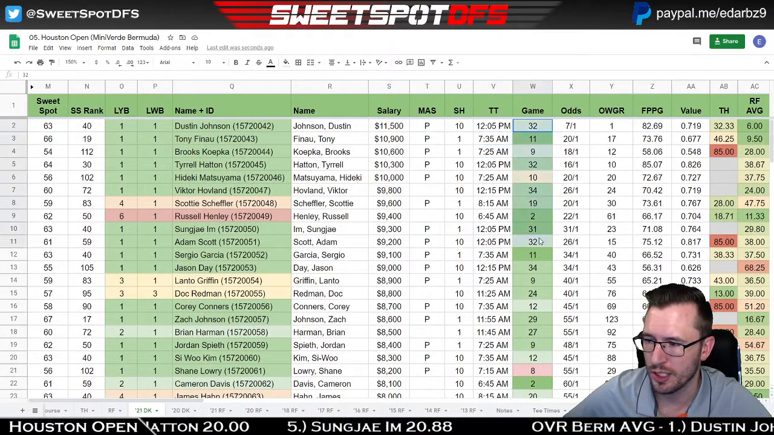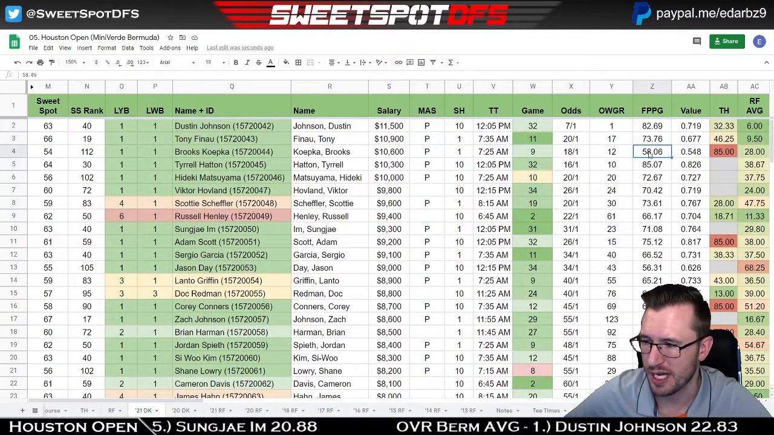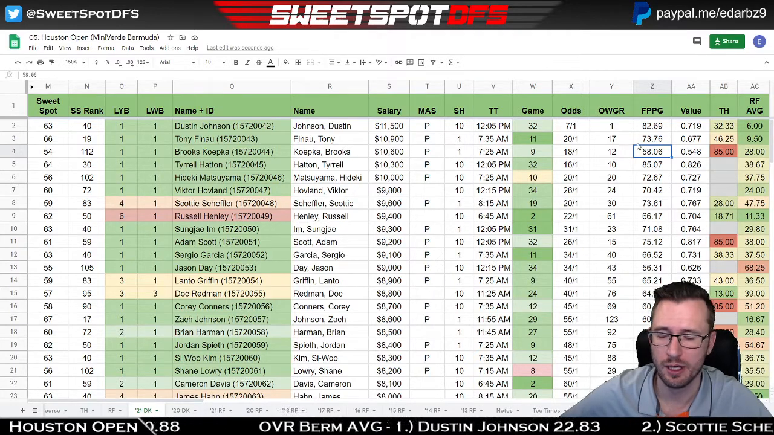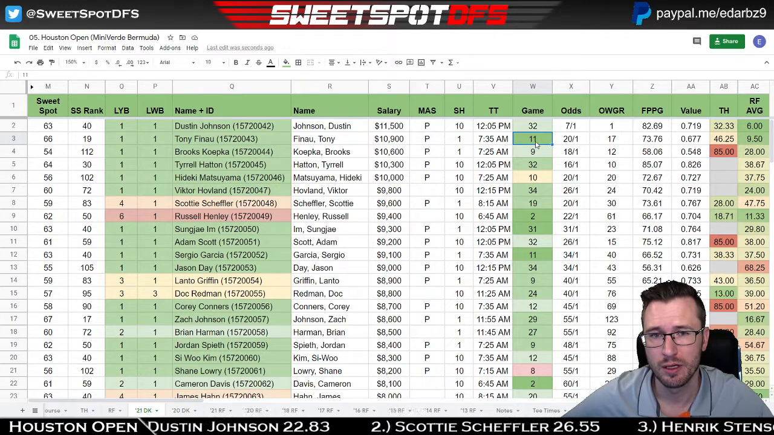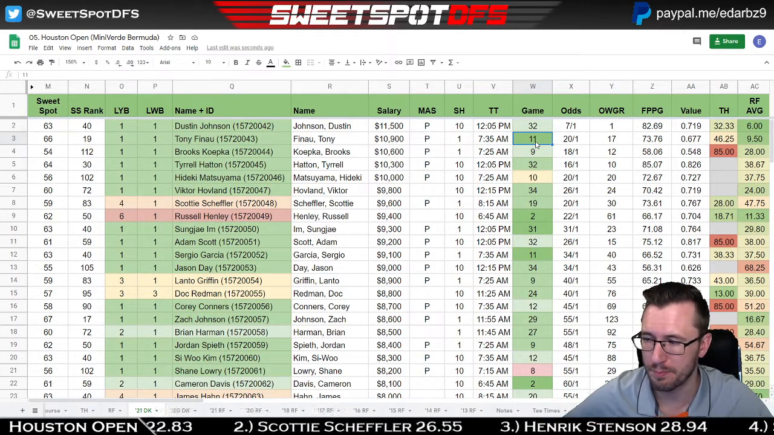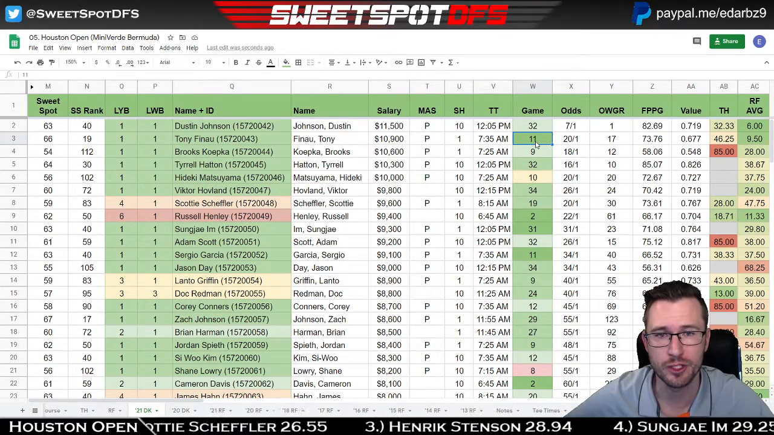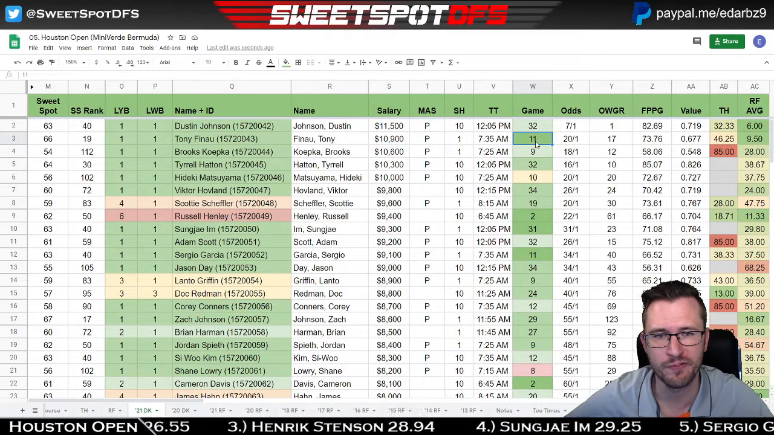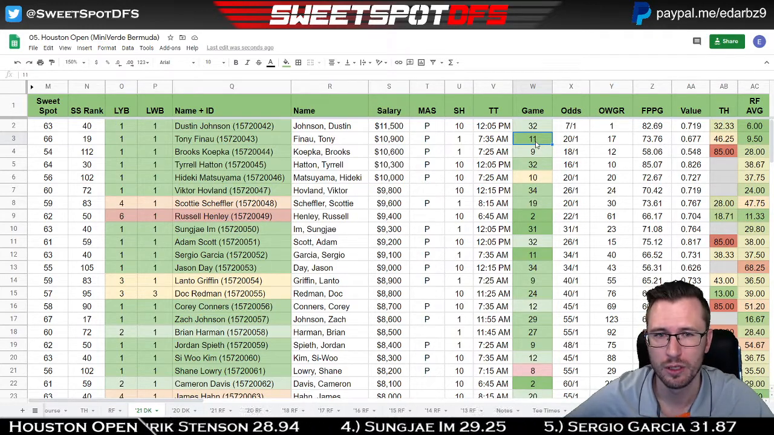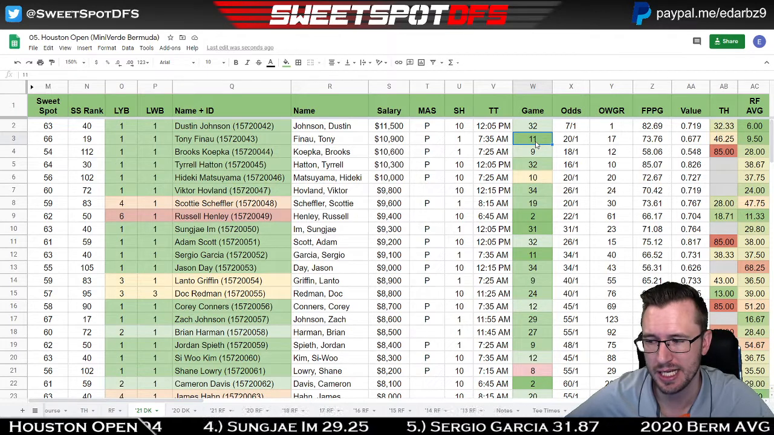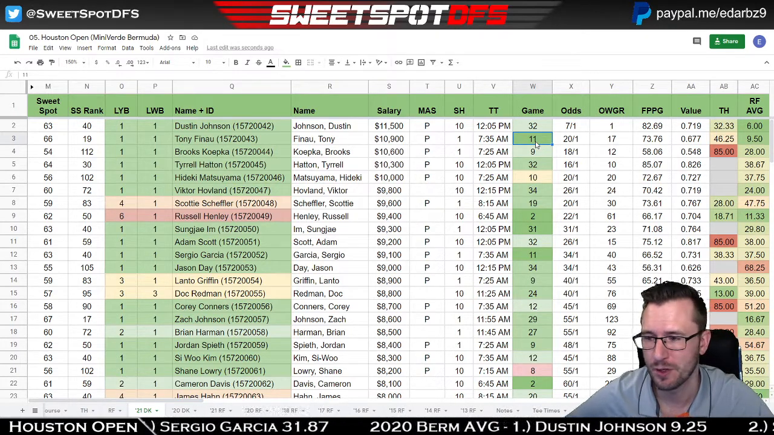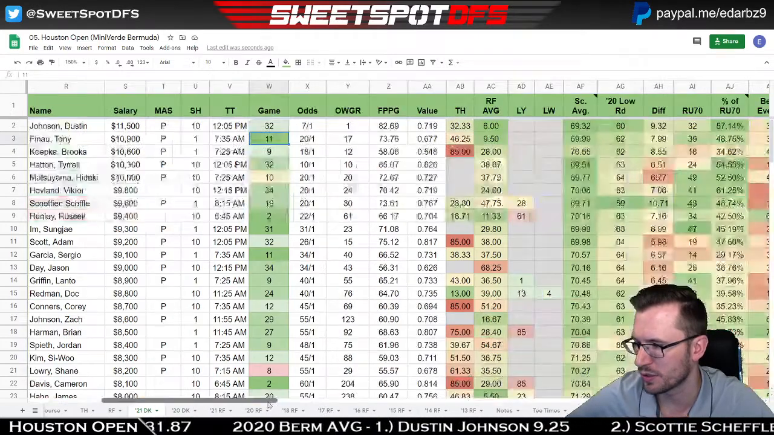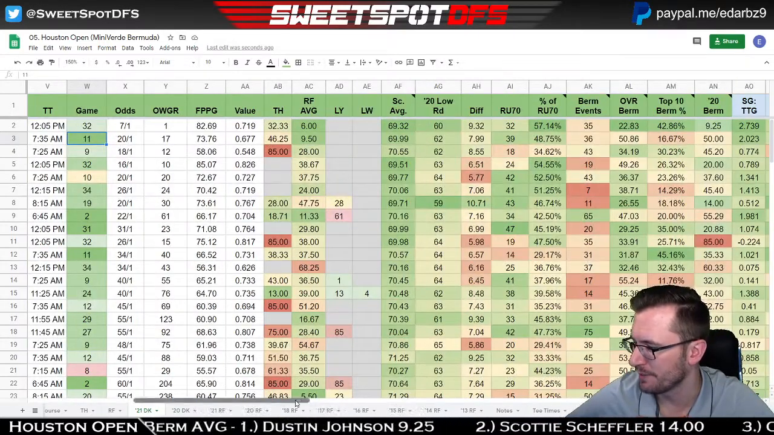I usually color code these based off of scoring averages. Obviously, the darker the green, the better the group for scoring average. And I look at everything from field average and below. So anyone that's highlighted here has a scoring average that's field average or better. So here's what that looks like.